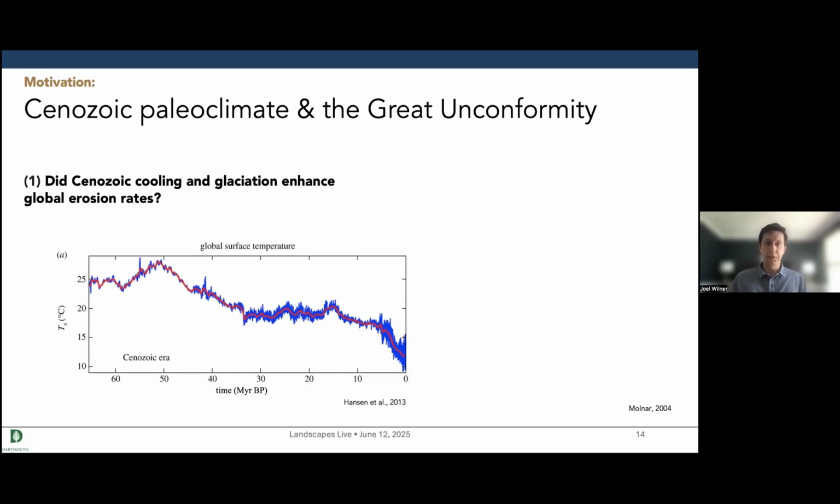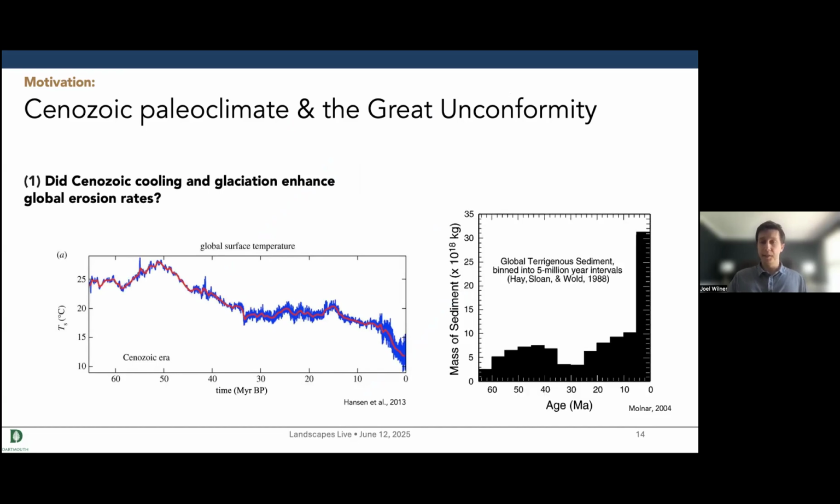So there's, of course, the question of Cenozoic cooling and glaciation. Did Cenozoic cooling and subsequent glaciation enhance global erosion rates? We see this drawdown in surface temperature over the course of the Cenozoic period, especially in the last 5 million years. That's coincident with an increase in sediment delivery to the world's oceans. So this has led many authors to say that there's some causal mechanism between climate and glacial erosion in this context.